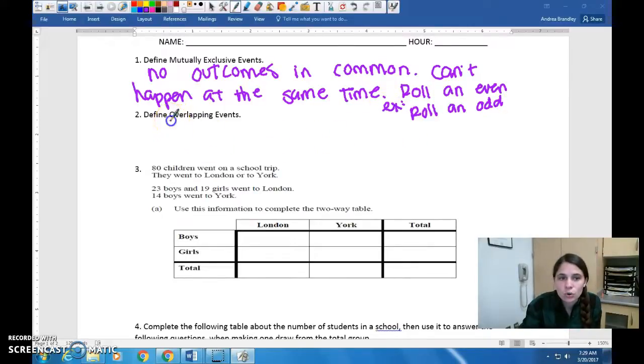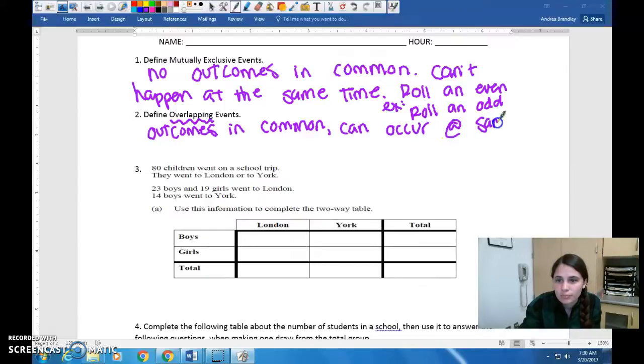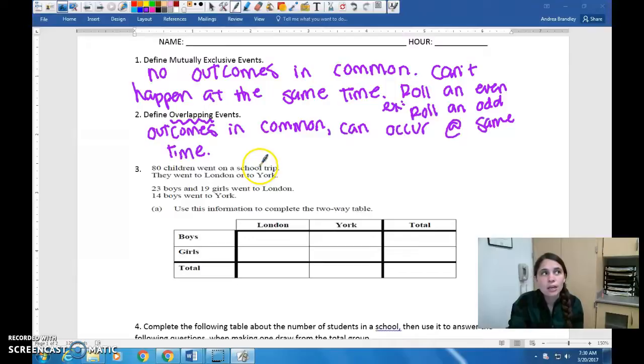The second definition is overlapping events, which you may guess is kind of the opposite of mutually exclusive events. They do have outcomes in common, and they can occur at the same time. Okay, this is super important when we're finding intersections because we want to make sure that we don't count things twice if they're overlapping.